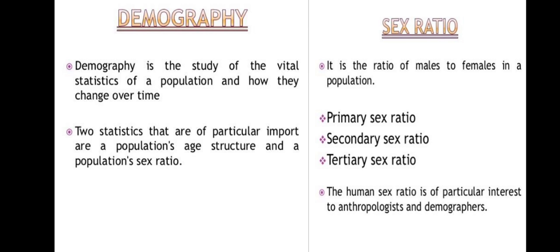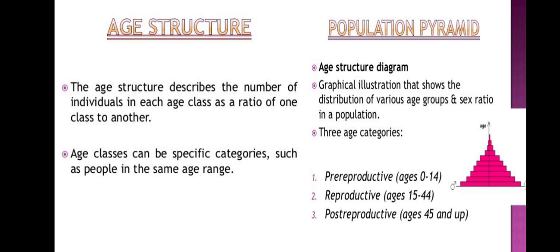The human sex ratio is of particular interest to anthropologists and demographers. Then we see the age structure. The age structure describes the number of individuals in each age class as a ratio of one class to another. The age classes can be specifically categorized, such as people in the same age range.